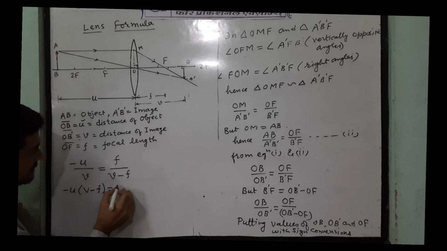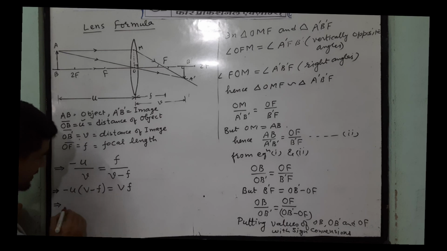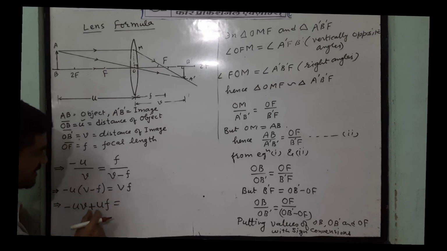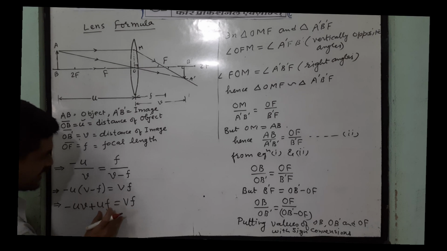So just simplify this, take a cross multiplication, simplify this part, open the bracket, we will get minus UV plus UF. But two minuses in the product become plus VF. Clear? Now take these two quantities to one side and this to the other side. Okay, so take this to the left side and this to the other.